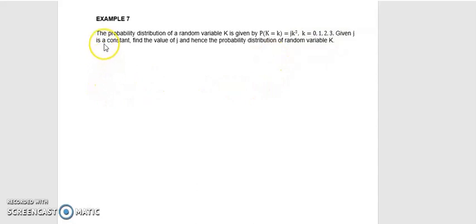Okay, look at the question here. The probability distribution of a random variable k is given by probability of k equal to jk square. Okay, so now our variable here is k, where k start from 0, 1, 2, and 3. Given j is a constant, find the value of j and hence the probability distribution of random variable k. Okay, how to find this probability distribution? Okay, so we need to substitute value k into this formula. Okay, so to ease you, you directly construct the probability distribution table.